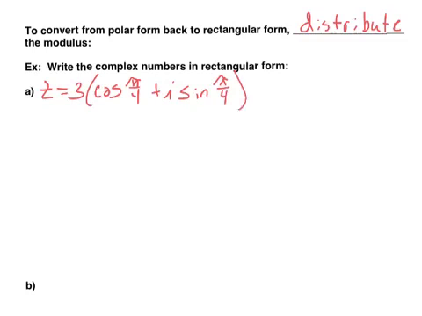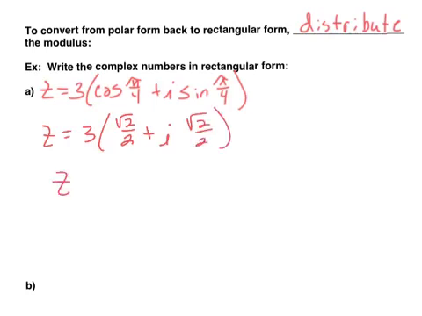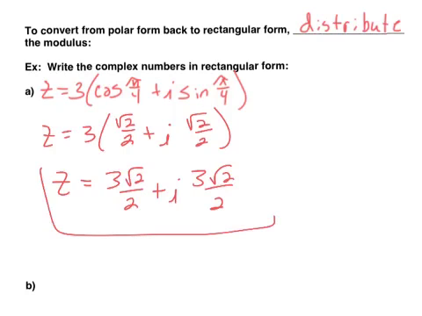So you're going to evaluate your exact values for sine and cosine. Well, I'm going to do that first. I'm going to take care of the sine of pi over 4 and the cosine of pi over 4, and then I'm going to distribute the 3. So this is 3 times the cosine of pi over 4, which is radical 2 over 2, plus i times the sine of pi over 4, which is radical 2 over 2. And now I just distribute my 3, and I'm back to rectangular form. 3 radical 2 over 2 plus i times 3 radical 2 over 2. So that's how you go back the other way. It's a bit easier than going to polar form. So we will look at all this again in class.